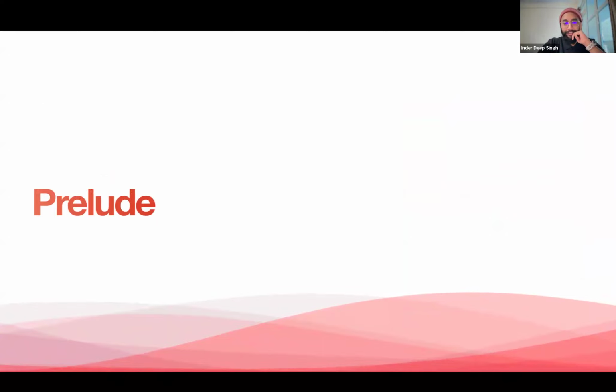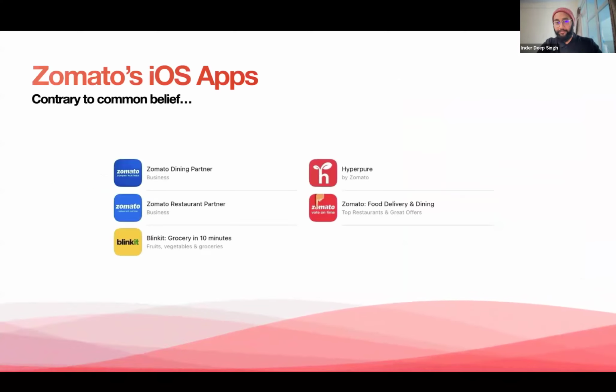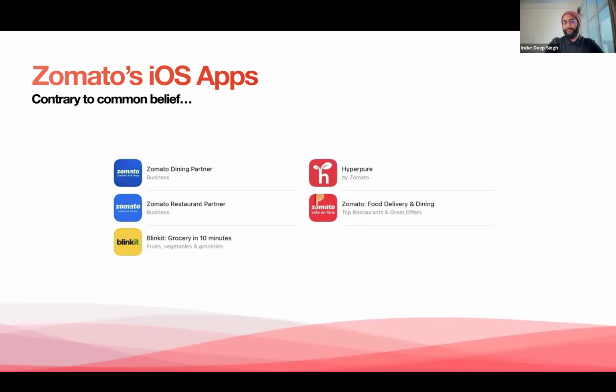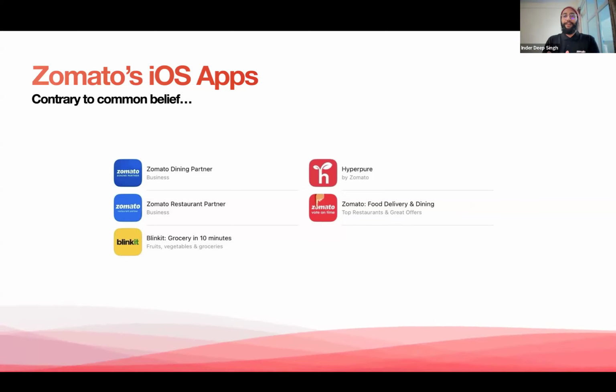So before we get into it, let's understand the problem statement of why we wanted to migrate to SPM, or where we were coming from. Contrary to common belief, what most people think about when they think about Zomato is that we only have one app that you use to order food, which is our food delivery and dining app. But that's just one part of the story.